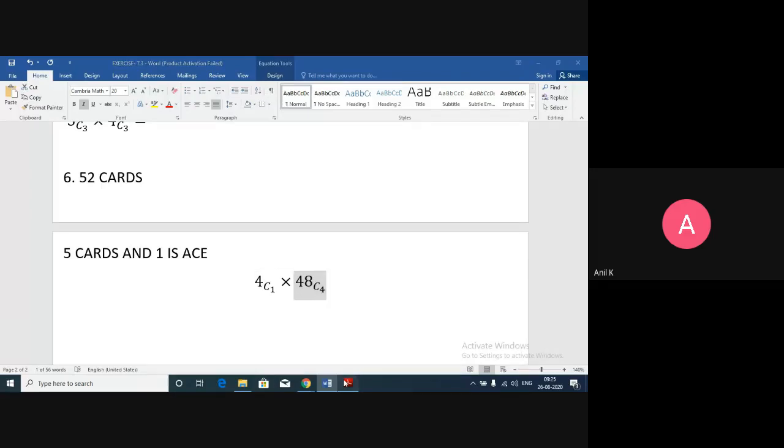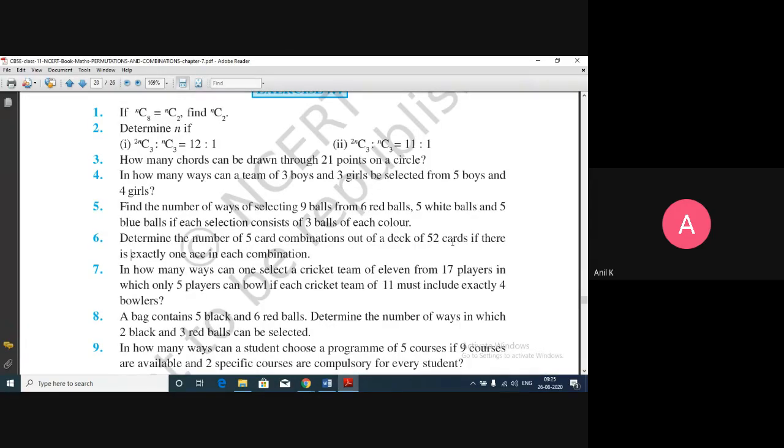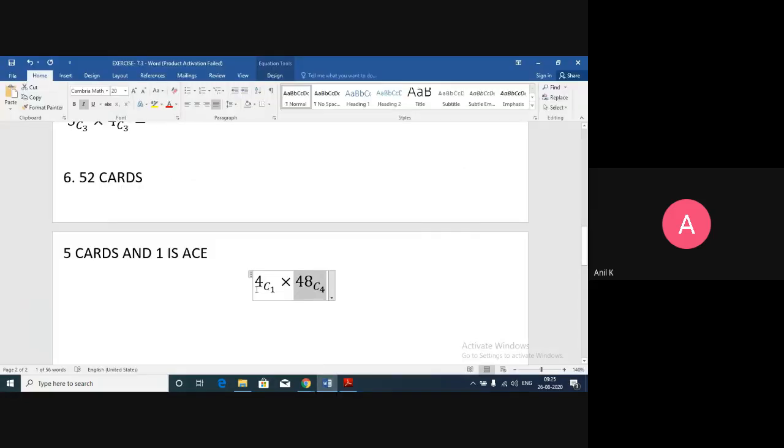If they don't use the word exactly, if they say at least one ace card among the 52 cards, then it is 4C1 into 51C4, because among the other 4 cards, I might have ace cards also. But here they said exactly one. So that means after selecting one, the remaining 3 ace cards I have to keep aside from the deck. So that is going to be 48C4, because the remaining cards will be 48. Out of 48, I have to select 4. Is this clear for everyone?